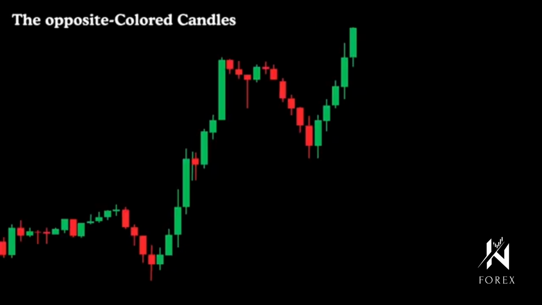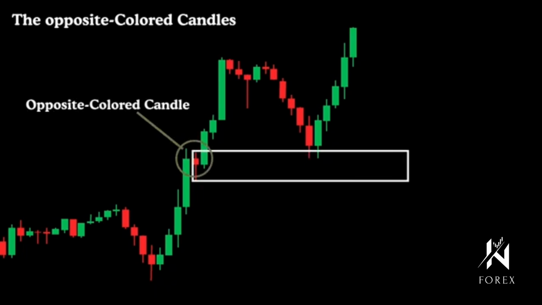The opposite-colored candles. When analyzing the trading chart, you'll often observe that an opposite-colored candle within an impulsive move tends to serve as strong support or resistance. These candles are commonly used by institutions and large market participants as reference points to refine their trading strategies. That's why we always mark these candles on the chart, especially on higher time frames, and prepare for a potential market reaction at those levels.